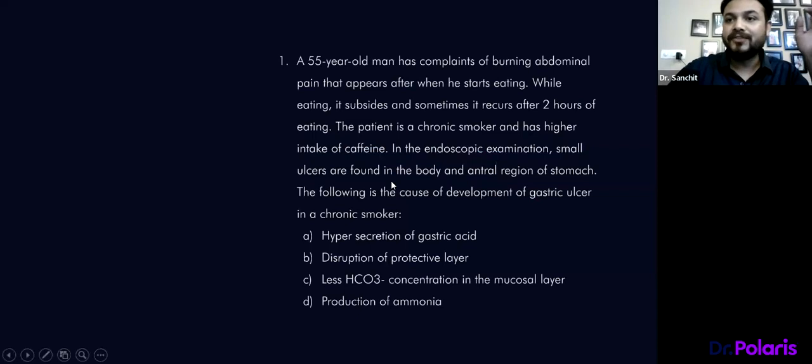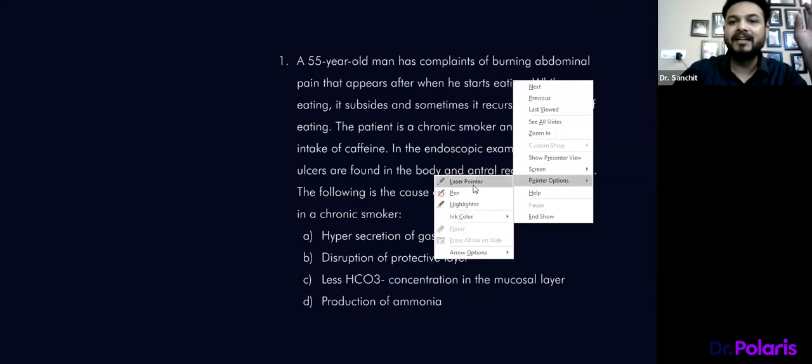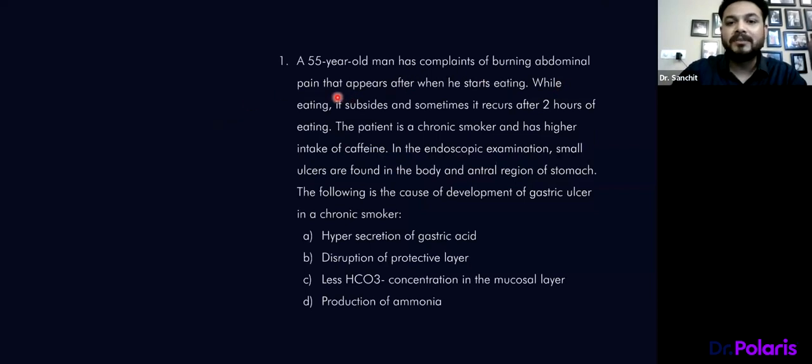The first scenario is a 55-year-old man with complaints of burning in his abdomen. There is a burning sensation associated with pain, and it appears when he starts eating. These are the important points. While eating, it subsides, and sometimes it recurs after 2 hours of eating. So while eating it goes off, then again it comes back. The patient is a chronic smoker and has a high intake of caffeine.